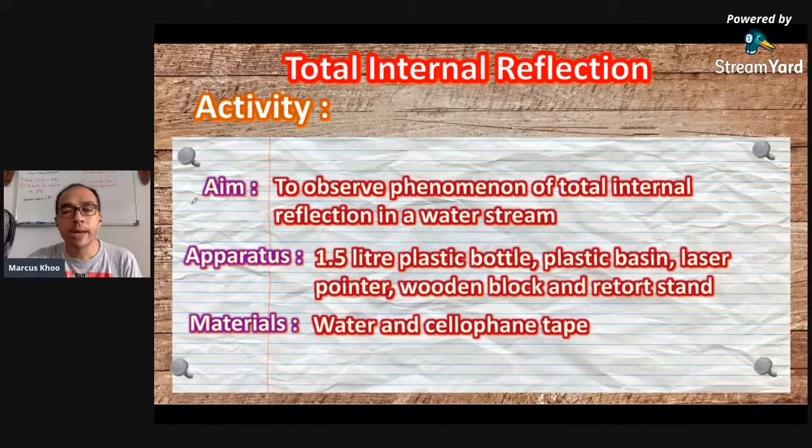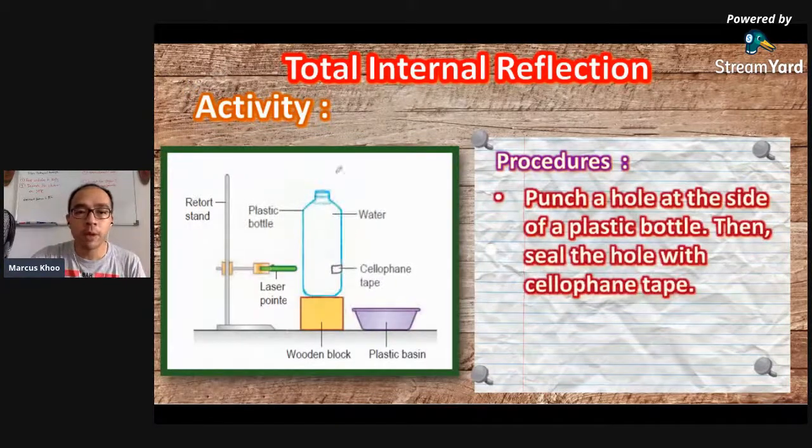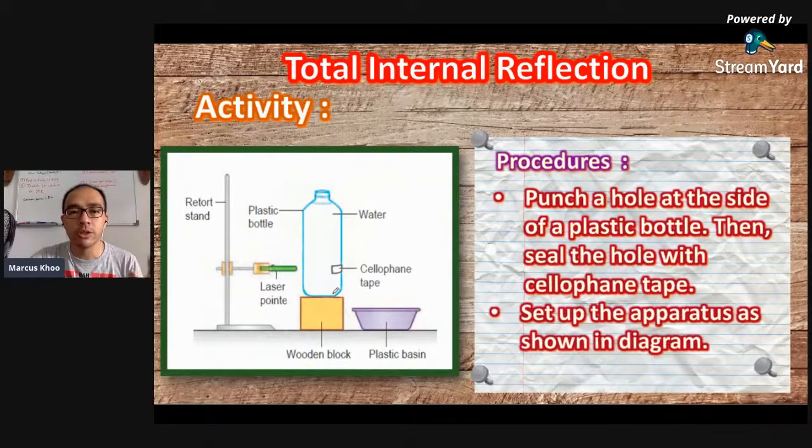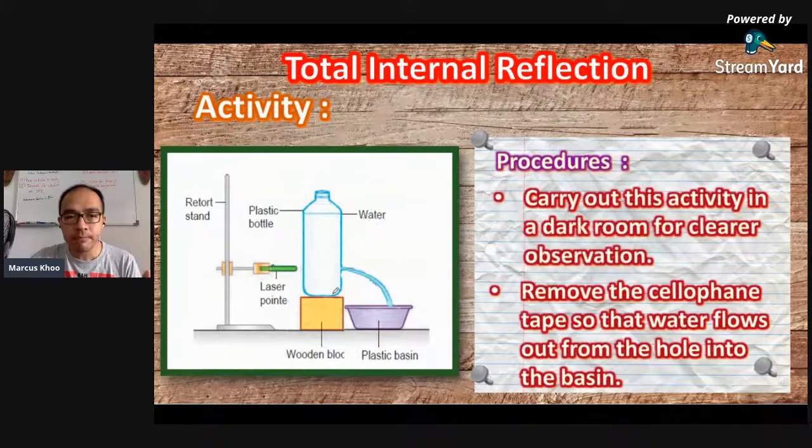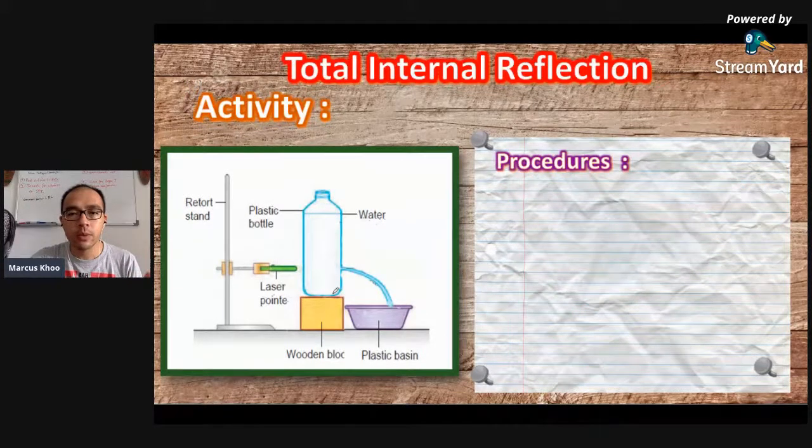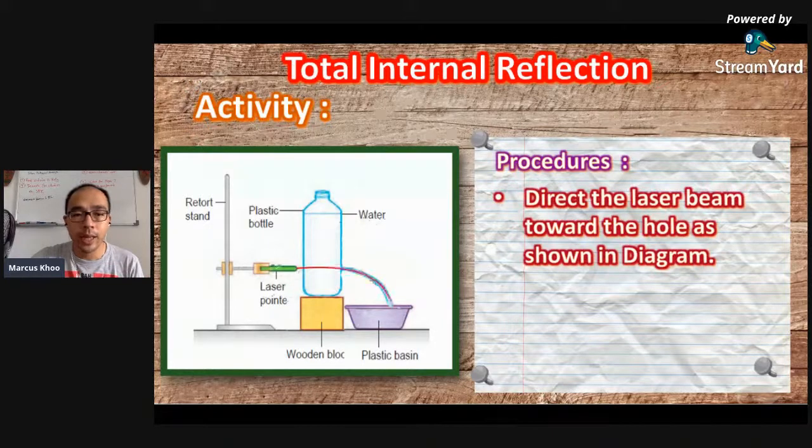So there is this activity in the lab which we want to observe: the total internal reflection in a water stream. So you have this bottle over here. You know what? I'm going to show you the video instead. We want to see that when we let go of the water, of course water is going to flow out. But when we point the laser, we find out that the laser will follow the direction of the water, which is very strange.